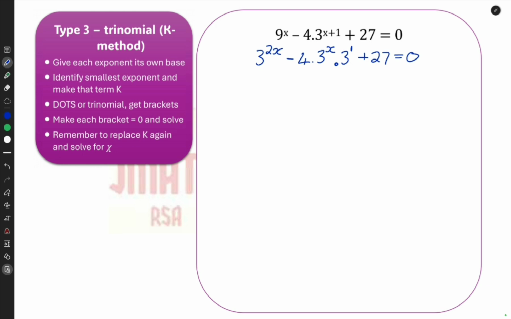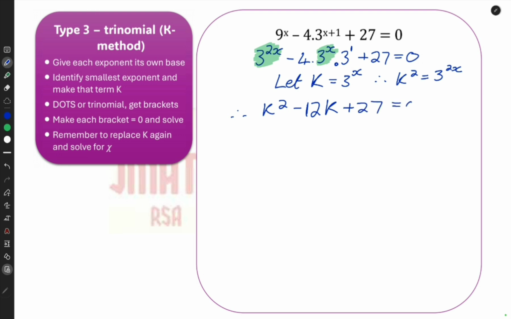Okay, so now I want to make something k. There is my smallest exponent, and there is one that is double that exponent. So that is going to be my k value. So let k equal 3 to the power x, and therefore k squared would equal 3 to the power 2x. So if I rewrite this, it's going to be k squared minus, there's a 3 and a 4, so that will be 12k plus 27 equals 0.